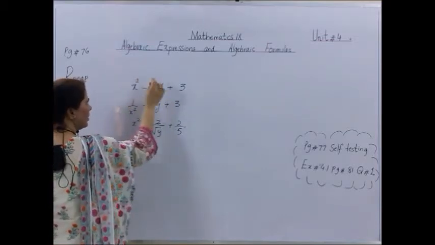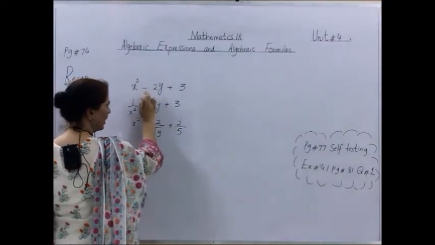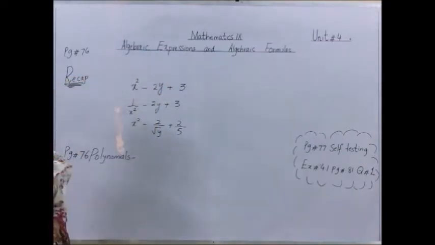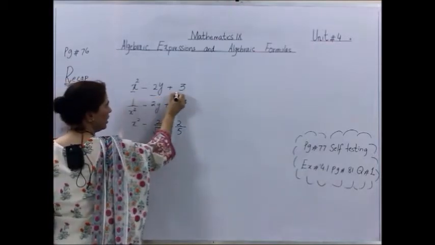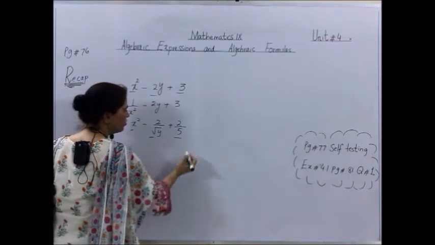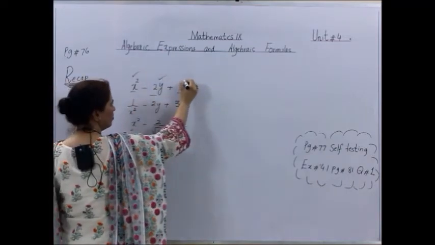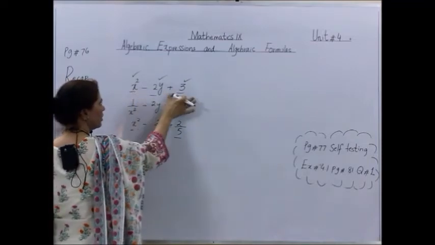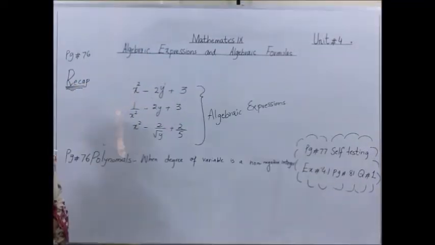variables, exponents, coefficients connected with positive and negative sign are called algebraic expressions, and these are called the terms of an algebraic expression. The first term, the second term, the third term. These are the terms connected with positive and negative sign.